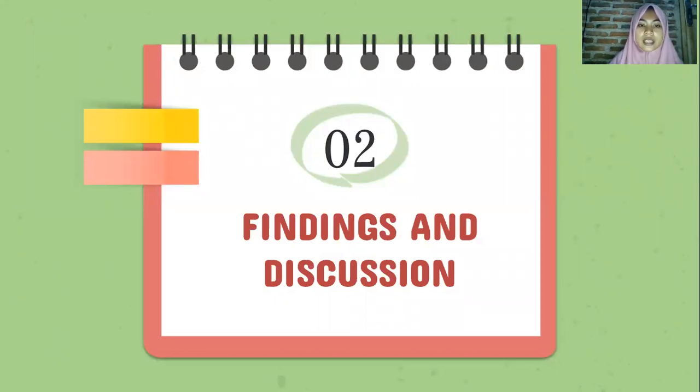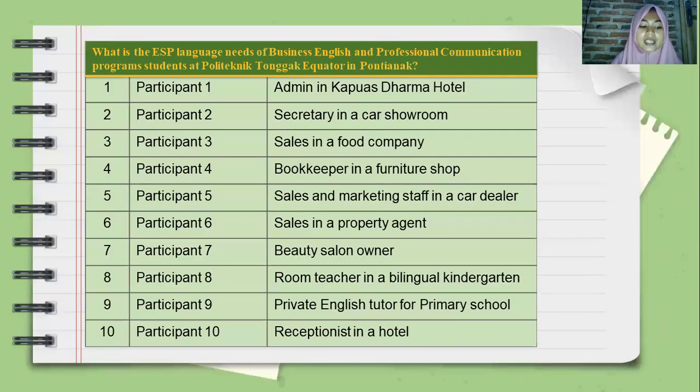And second is findings and discussion. In this chapter, the findings and discussion of results gained from the data collection instruments are presented. There is also a presentation of the background of the informants to show that they are working in different industries. This table describes the informants' workplaces and their job types.